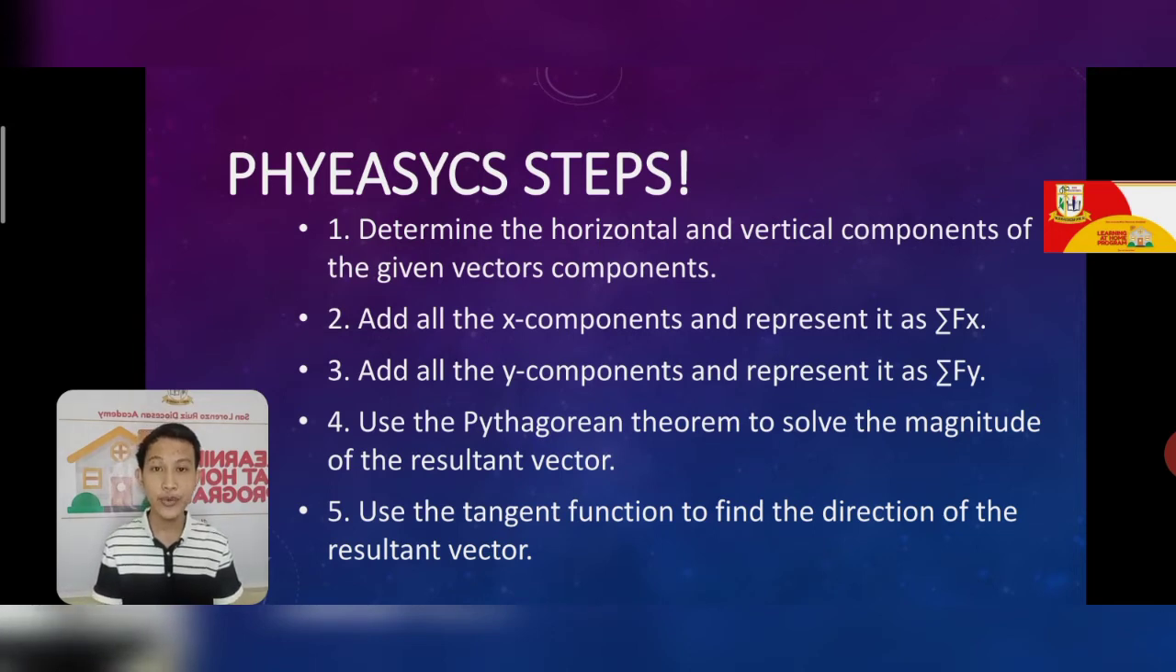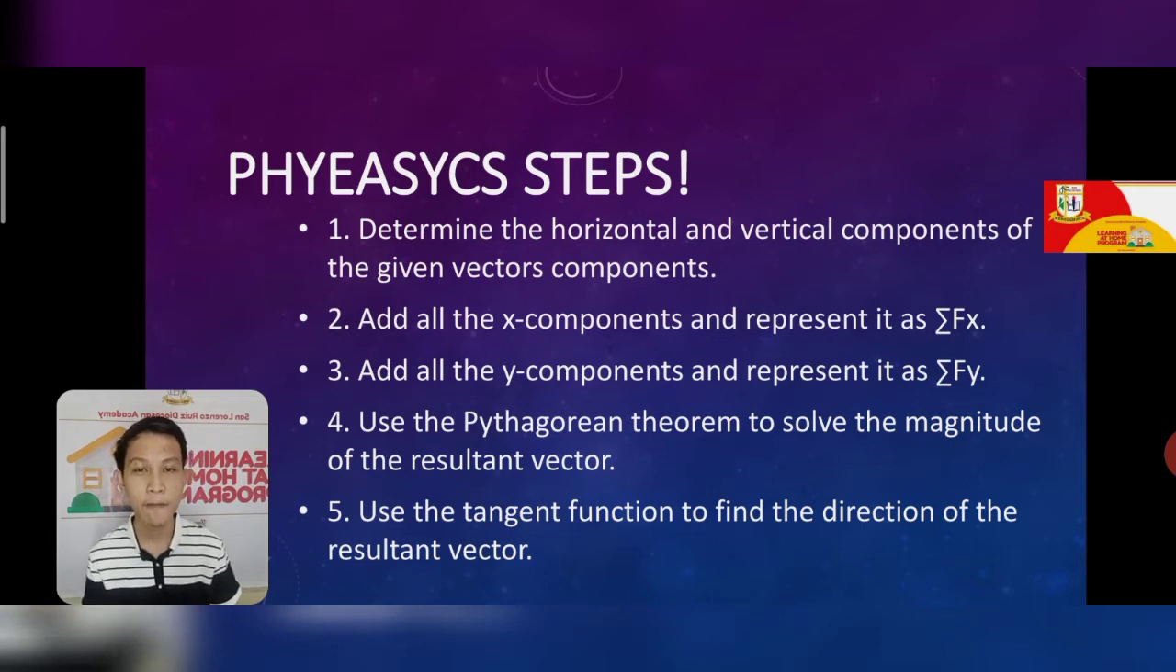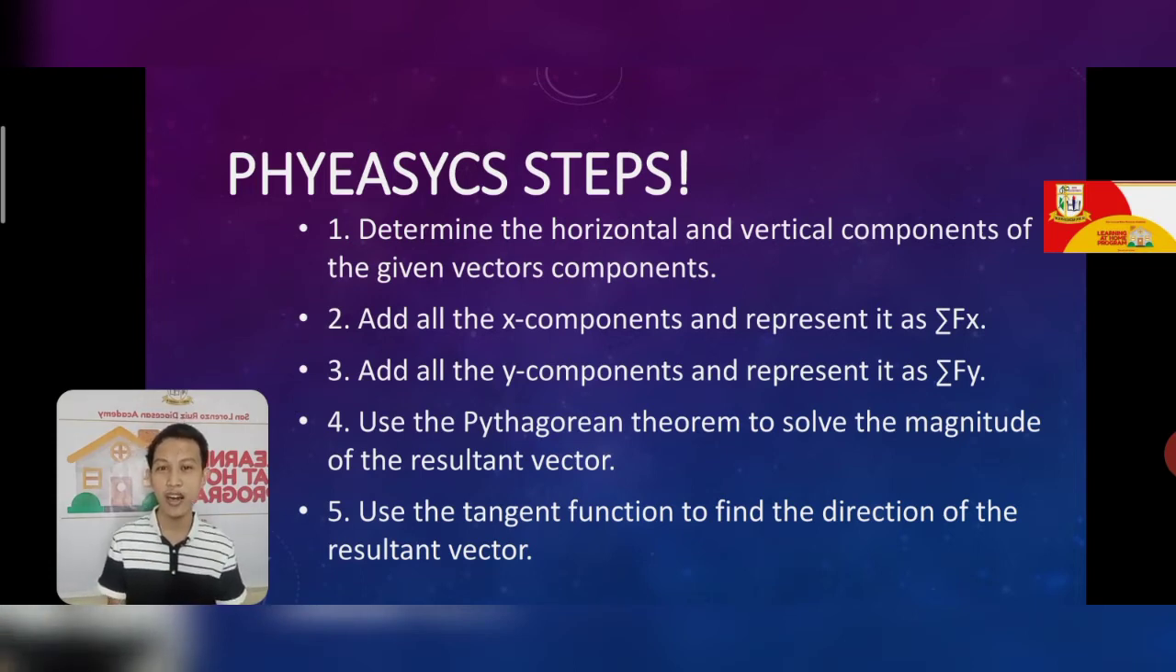And then number 2, add all x components and represent it as summation of Fx. Number 3, we will also add the vertical components and label it as summation of Fy. Fourth, use the Pythagorean theorem to find the magnitude of the resultant vector. And fifth, use the tangent function to find the direction of the resultant vector. Is that easy? Let's try with an example.